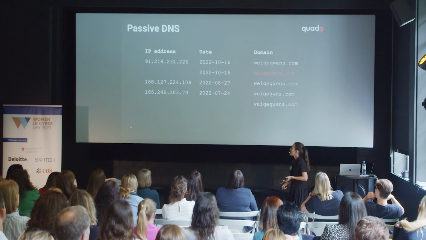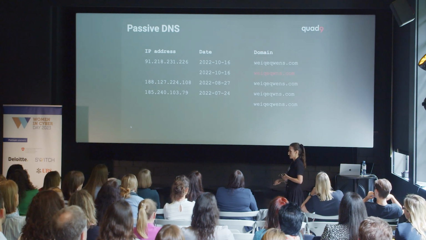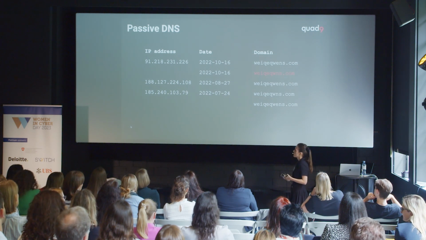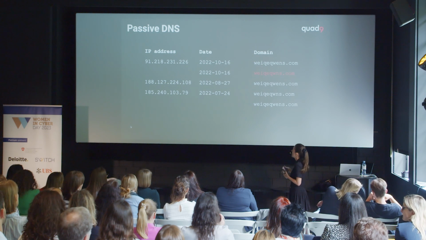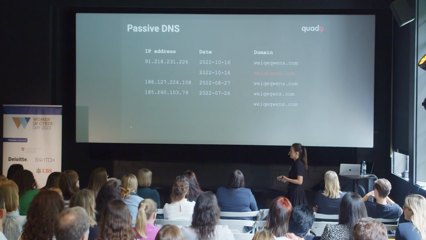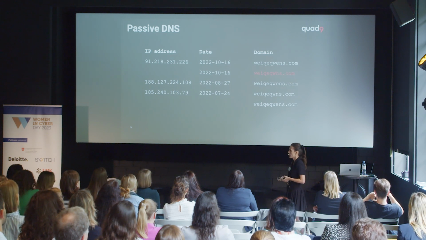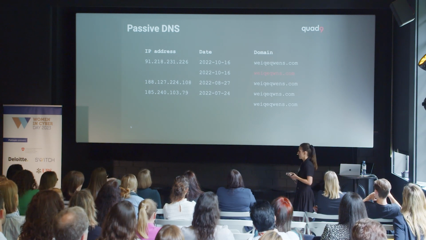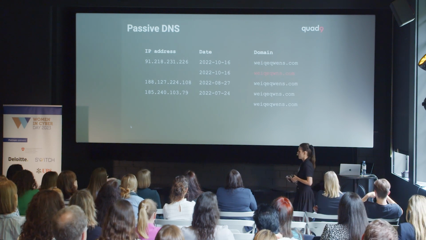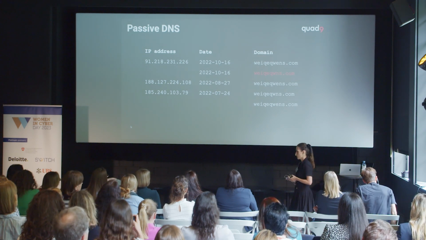So what you could also do is passive DNS. Checking passive DNS gives you the history of the domain. So you have an IP, you have this domain, and you could check which other domains this IP address, where we see it in the first row, was resolving to. And here you already have another indicator which you could share with SOC analysts. So we have another very similar domain, wayquens without the E, which is probably malicious.